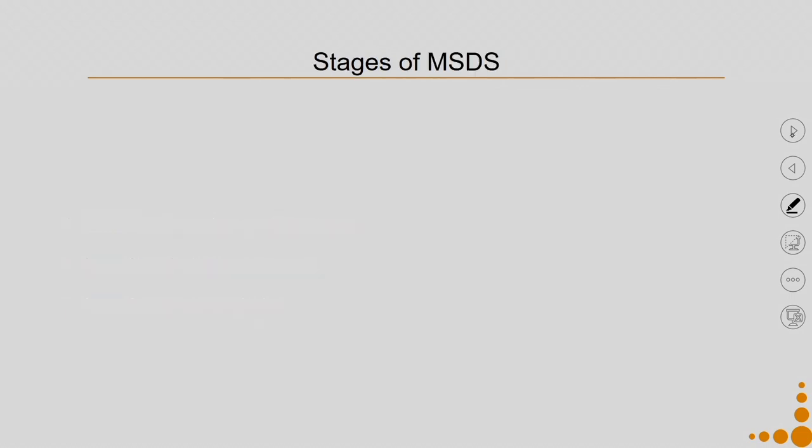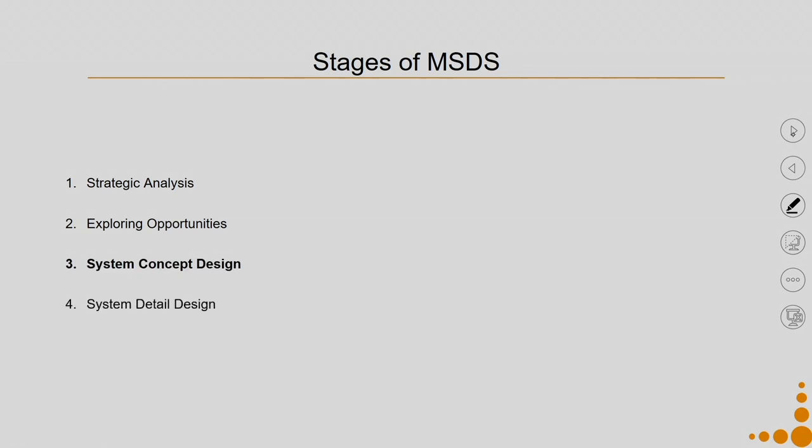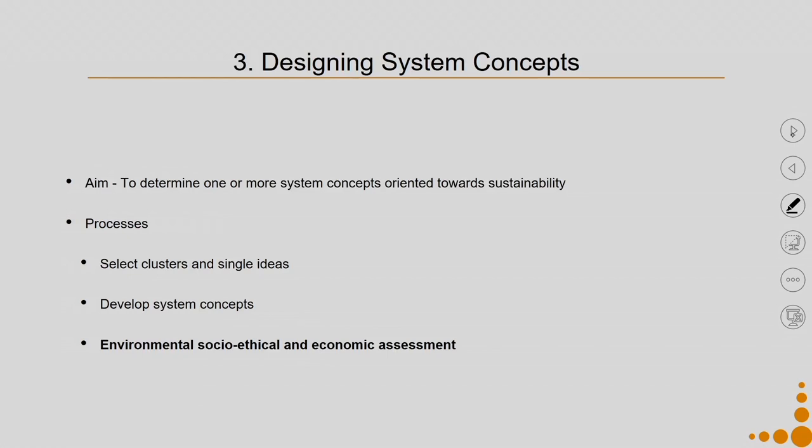So the stages of MSDS, let's go through them again: strategic analysis, exploring opportunities, system concept design, then system detail design and communication. In designing system concept, the aim is to determine one or more system concepts oriented towards sustainability. The number of system concepts you generate will depend on the amount of time that you have or what your client wants you to do.